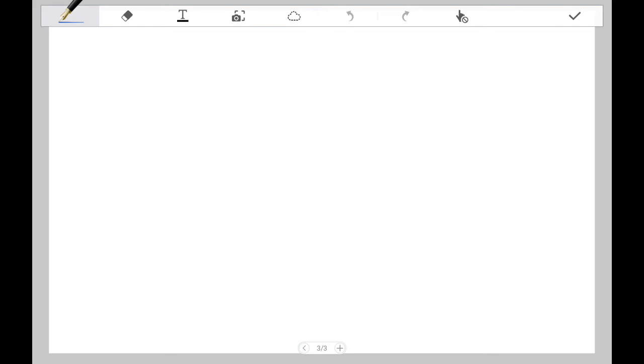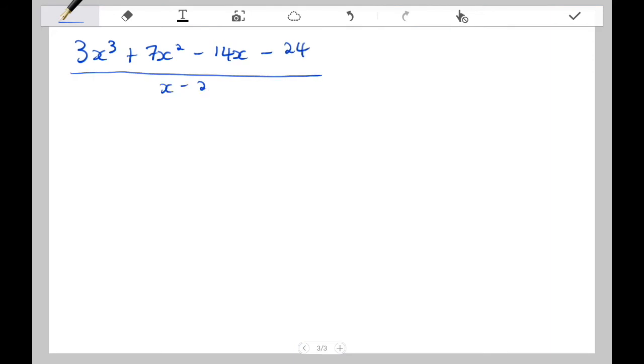And the example we're going to use is we're going to simplify this next fraction, and this fraction is 3x cubed plus 7x squared minus 14x minus 24, and that's all divided by x minus 2. Right, there's a very simple and nice, easy method that we can use to do this. And it will look a little bit familiar to you if you remember way back in your primary school days of doing the bus shelter method for division.